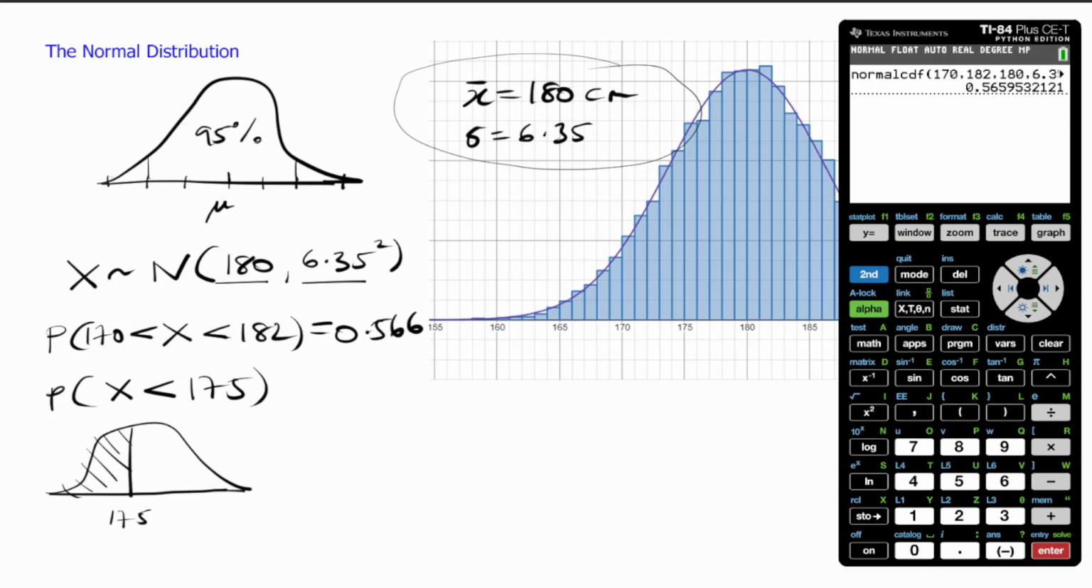Now the issue is that on the calculator, go back to normal distribution, normal CDF, you do have to put a lower number in. So obviously we haven't got a lower number. We could use 0 because people can't be lower than 0 height, but the convention is just to use a big number far to the left. I generally use, if it's on the left, a big number like this.